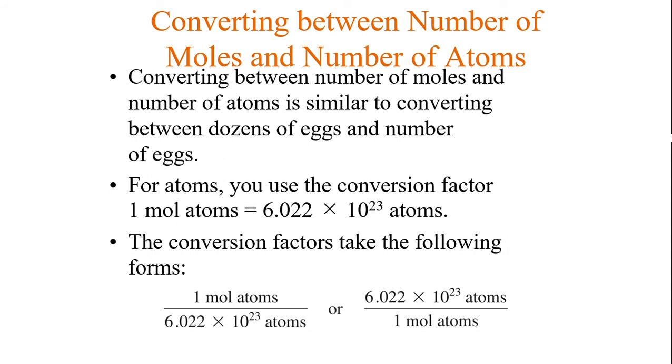So what we can do then is we can convert between numbers of moles and numbers of atoms in the same way that you would convert between dozens of eggs and numbers of eggs. The conversion factor we're going to use is that 1 mole of atoms is 6.022 times 10 to the 23rd atoms. And because that is an equivalent statement, as we saw in Unit 1, we can take that and make it into two conversion factors, either 1 mole per Avogadro's number of atoms or an Avogadro's number of atoms per 1 mole of atoms.